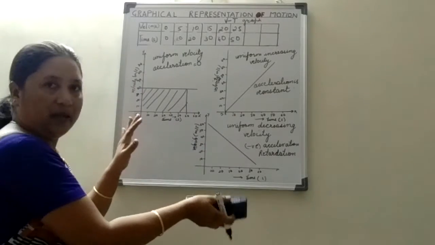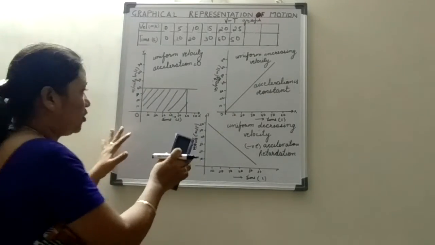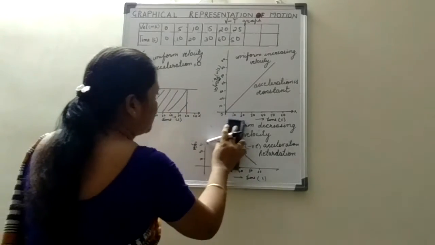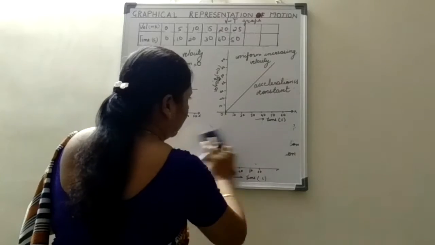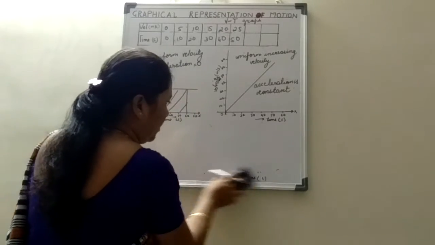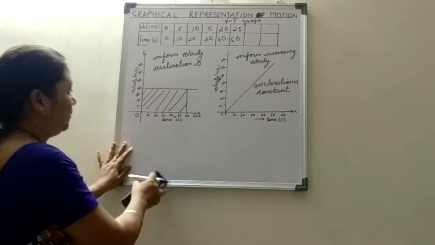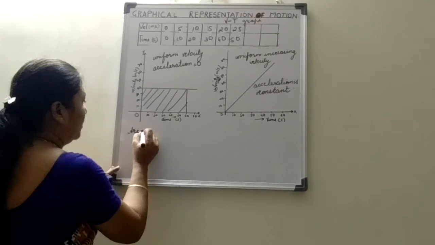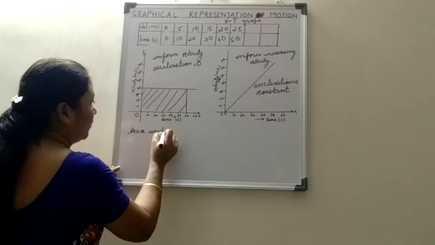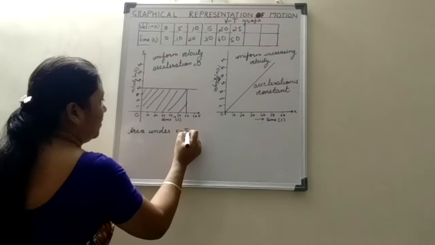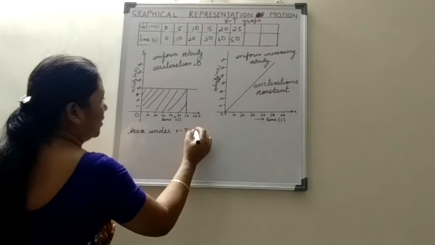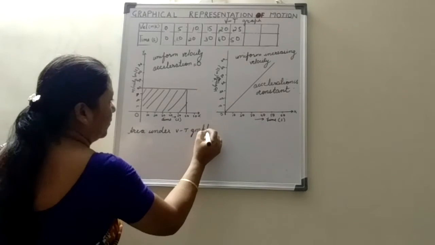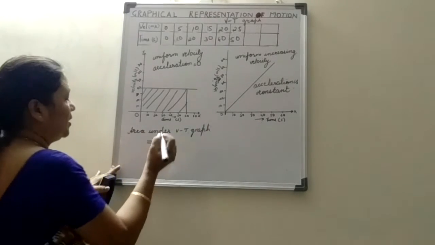I believe everything is clear to you. I will erase this part, so that the calculation will be easier for me and you will also understand it nicely. So now we are finding the area under the velocity time graph. What is the area under the velocity time graph?